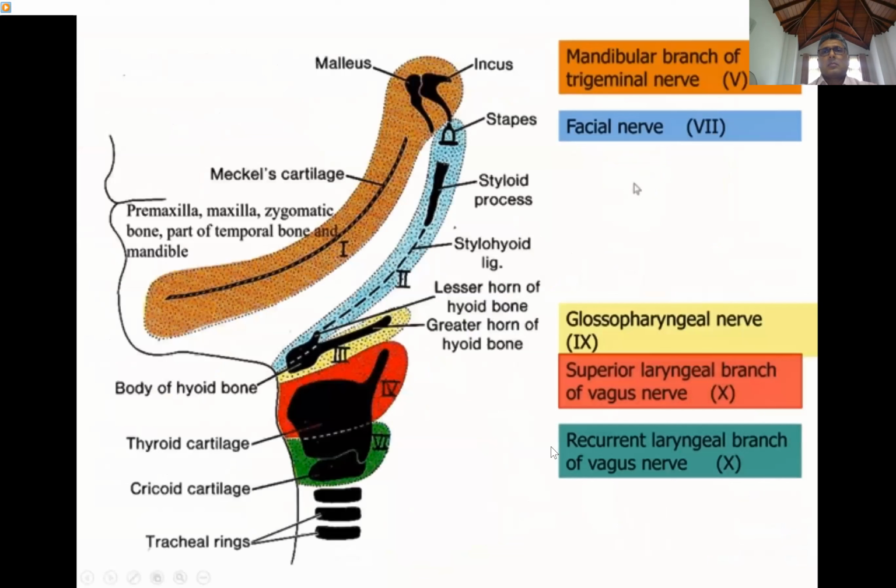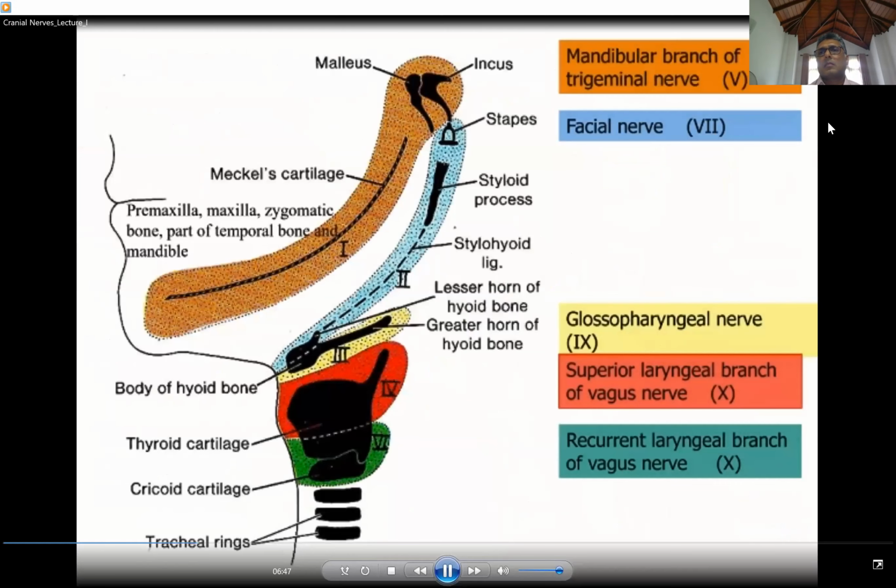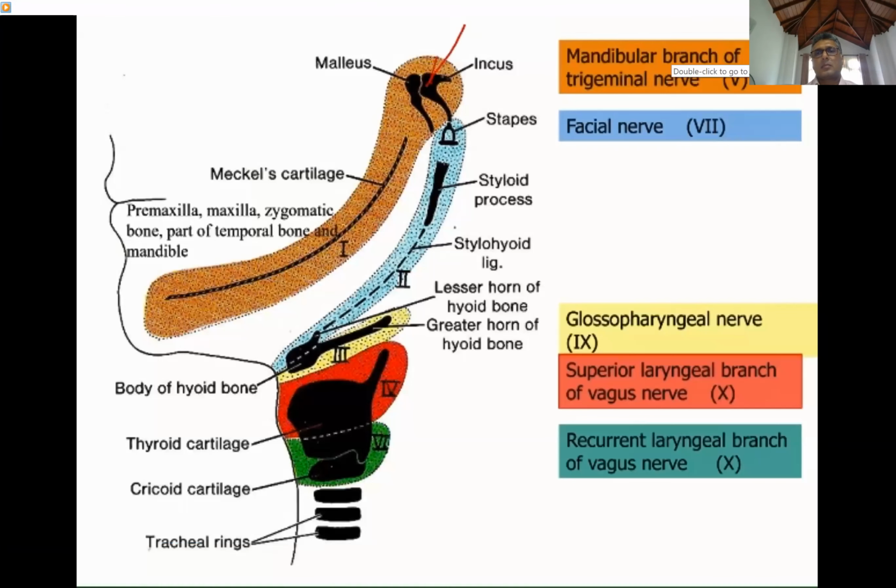This is a diagrammatic representation of some of the structures developing from branchial arches and the arch nerves. You can see some of the middle ear bones, the middle ear ossicles, and the mandible developing from the first branchial arch, and the nerve that supplies structures or muscles related to these structures is the mandibular division of the trigeminal nerve. All muscles of mastication will come under this category, developing from the first arch mesoderm.